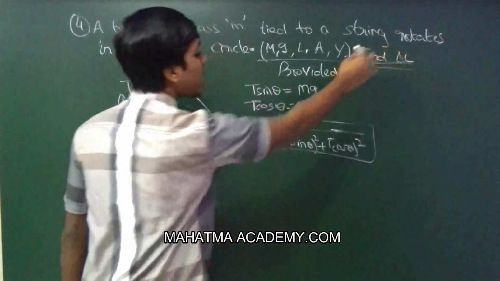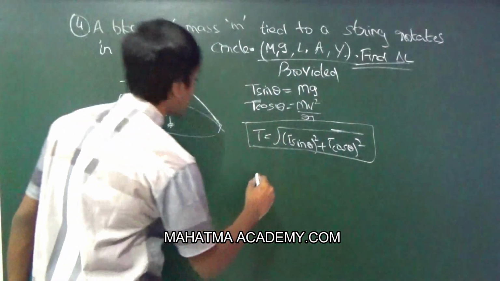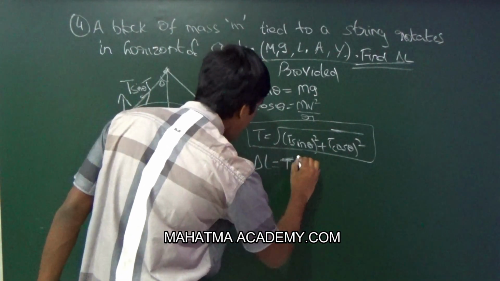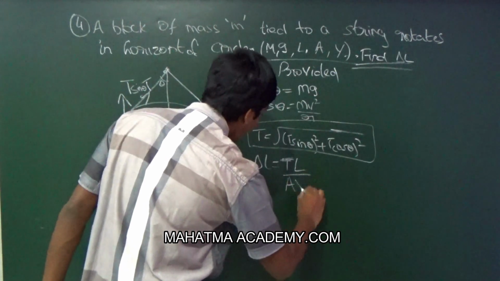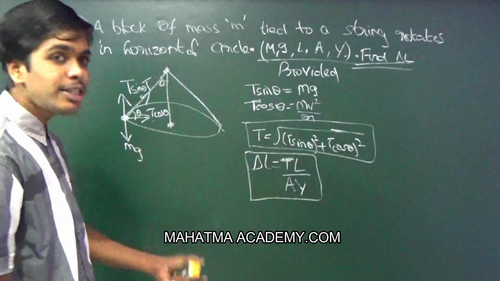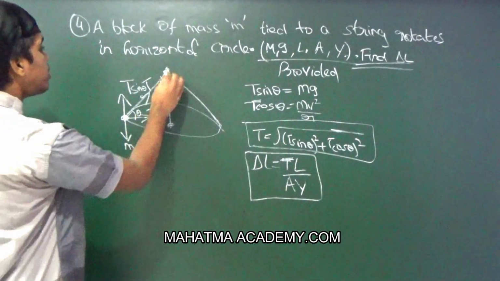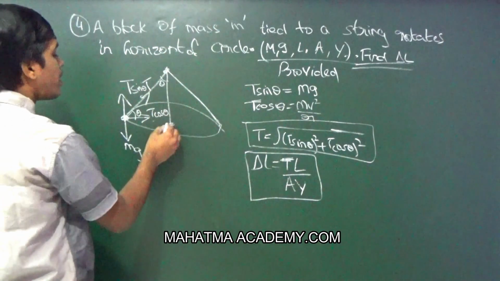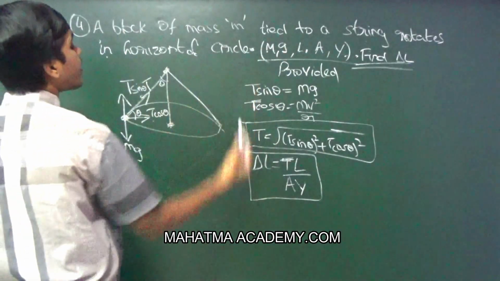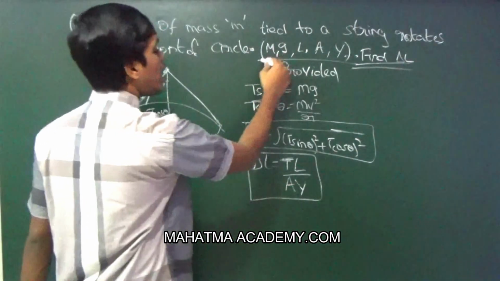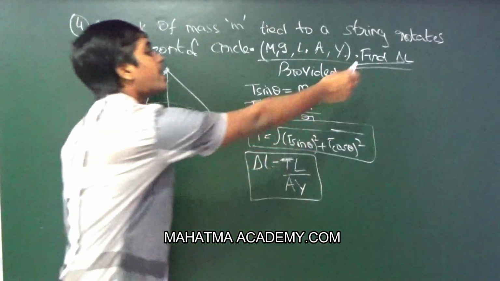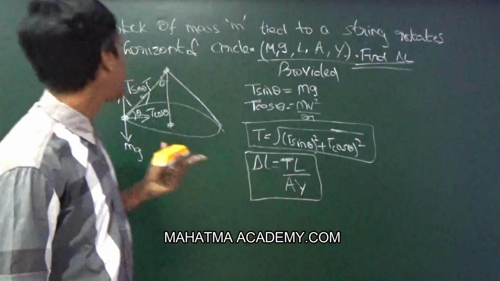Now we want to find delta L. From the previous question, delta L is equal to T into L upon A into Y. This is the fourth question, and it is so simple. A block of mass M is tied to a string and rotated in a horizontal circle. In the question they have provided the mass, gravity, length, area and Young's modulus, and we want to find delta L. So we have completed the fourth question.